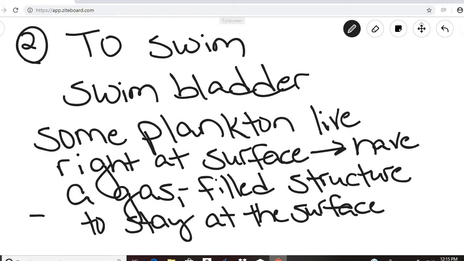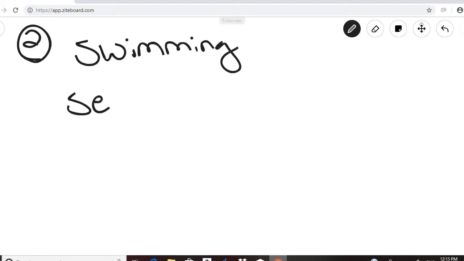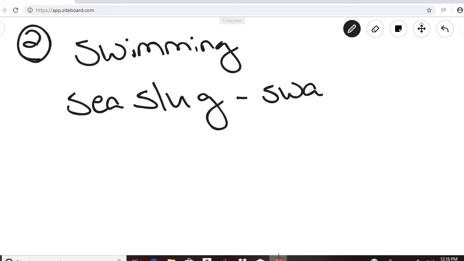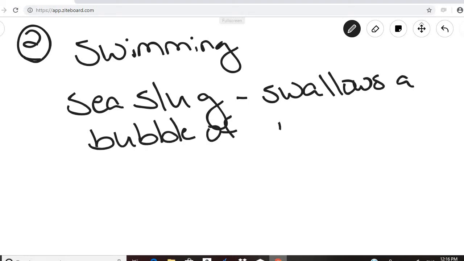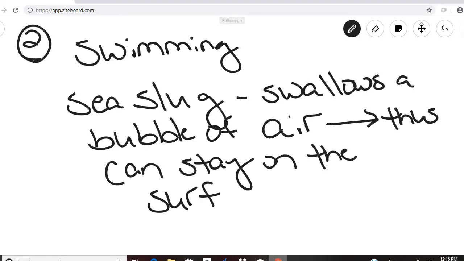I guess the only other one that I will mention in this category in terms of how they stay swimming, there is a type of sea slug that actually swallows a bubble of air. And then they are able to stay on the surface. So there are a variety of ways, mostly related to air and oil, that allow these organisms to be able to swim without expending large amounts of energy.